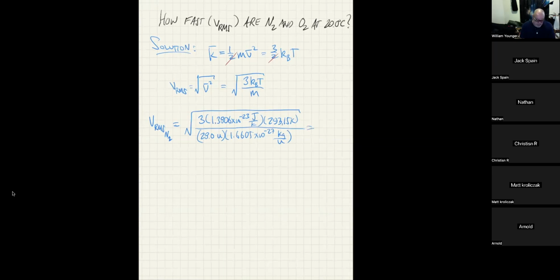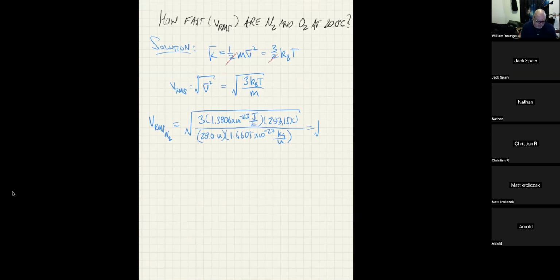3 times 1.3806 e to the negative 23 times 293.15 divided by parentheses 28 times 1.6605 e to the negative 27 close parentheses. That gives me the square root of, whoa, something bad happened here. Oh yeah, it left a 10 to the negative 46. I actually put a positive 23 because I missed the negative button. Okay, I'll just do it all over again. I tried to fix it and it gave me an error.